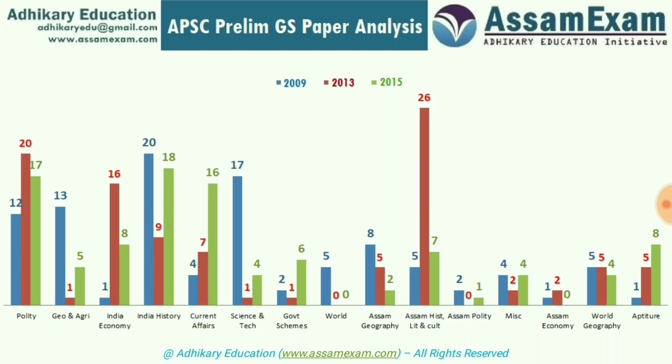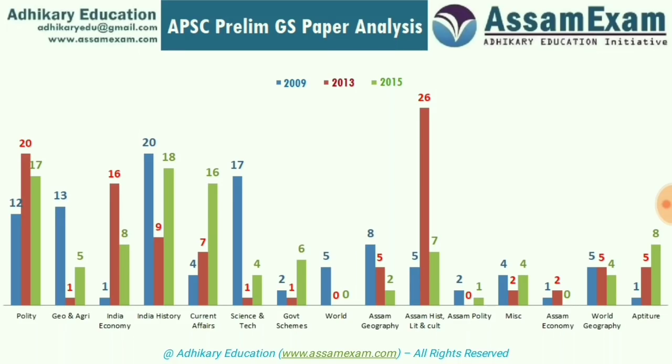Indian history, you can see all 3 colors are very high towers. Another important thing, you should relate Indian history with Assam history and literature and culture. If you see Indian history, the first year it came 20, and because of that Assam history was only 5. Then Indian history in 2013 came only 9 questions, but Assam history went to 26 questions. They reduced the number of questions from Indian history and increased the number from Assam history.